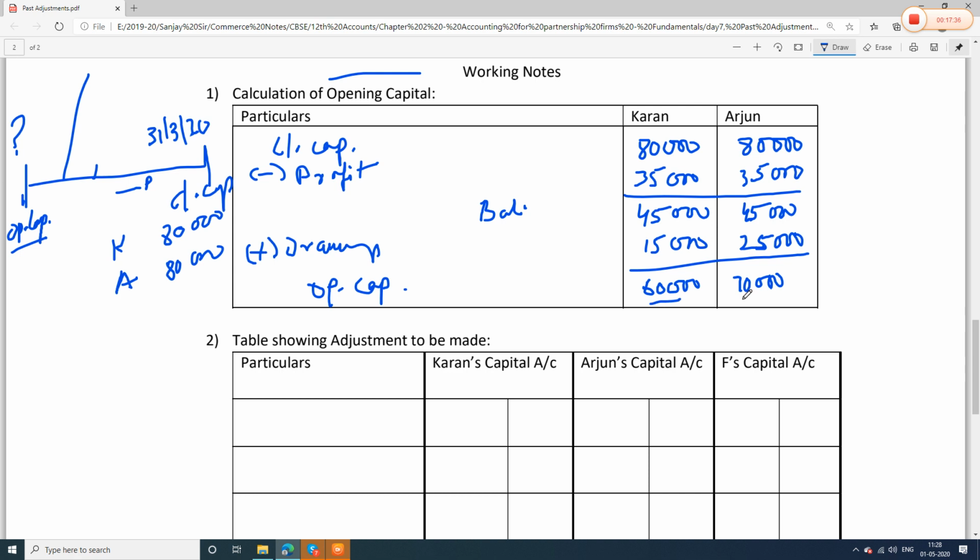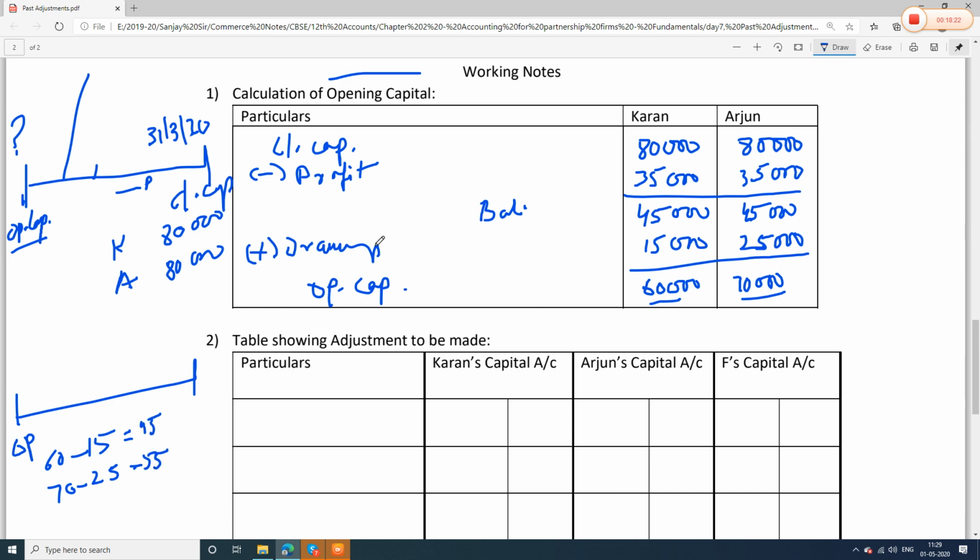See guys, try to understand. Now let me explain the same thing in a little more detail with more logical understanding. What was the opening capital? Opening capital at the beginning of the year: Karan's 60,000 and Arjun's 70,000. Then what happened? Karan took out drawings of 15,000 rupees, so minus 15,000. And Arjun's drawings were 25,000, less 25,000. Now their capital became 45,000 and 55,000.